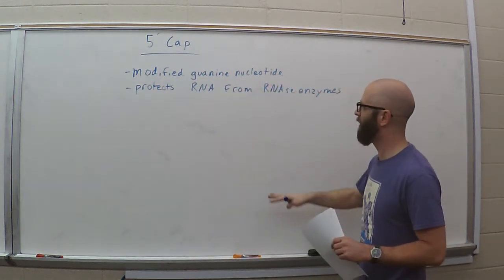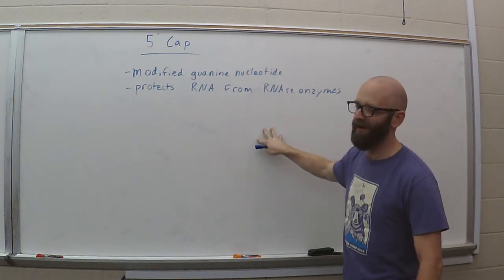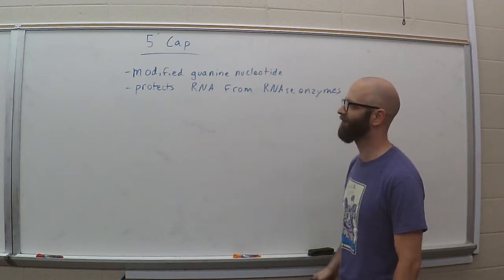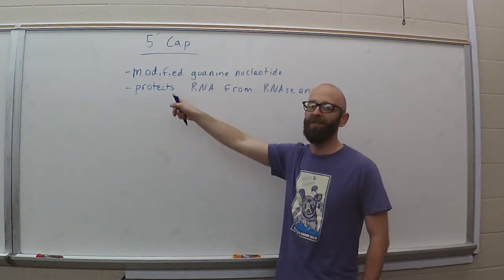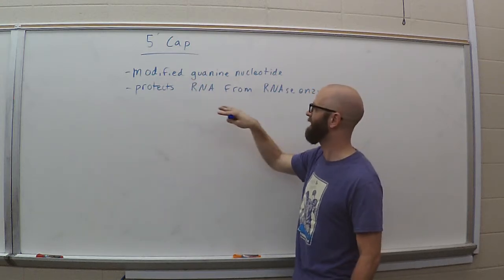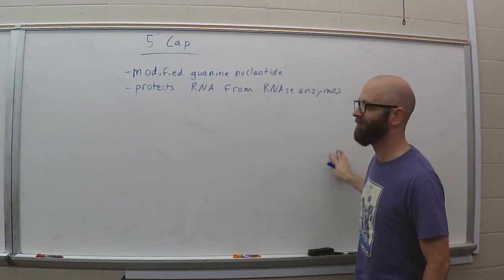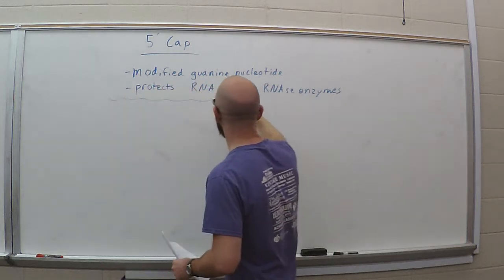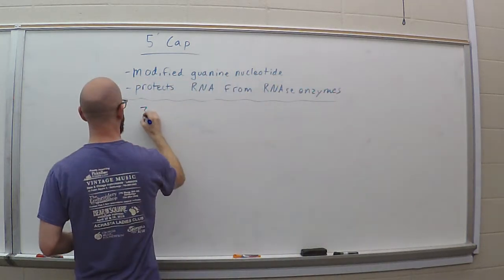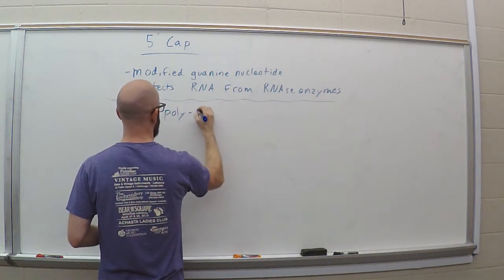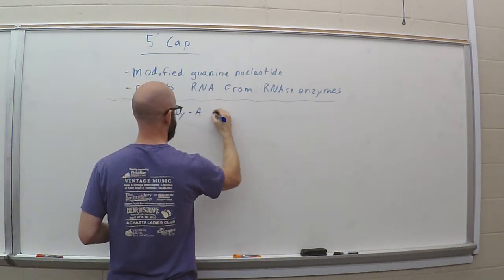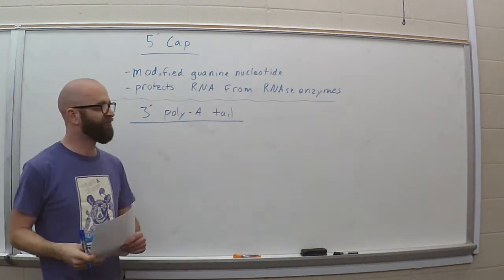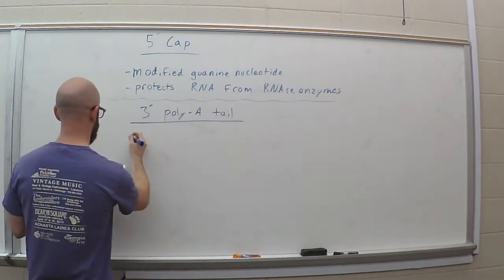There are enzymes called RNase. As the name would imply, these are enzymes, ases, that chew up RNA. And so the 5' cap protects that messenger RNA from these RNA degrading enzymes that can chew it up. All right? At the other end of the mRNA, you've got a 3' polyadenosine tail. And as the name would imply, it's just a really long chain of adenosine nucleotides.